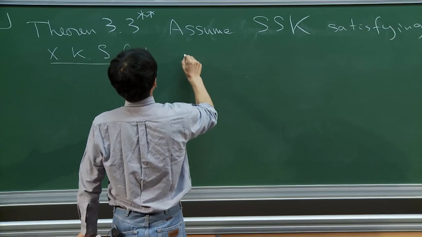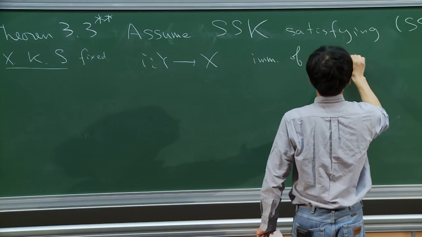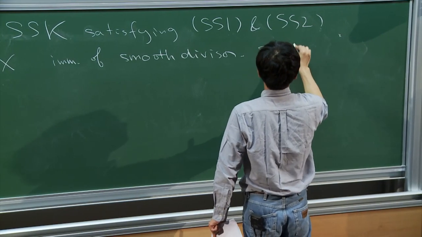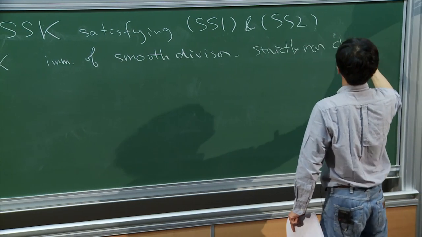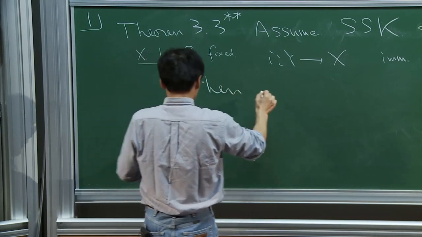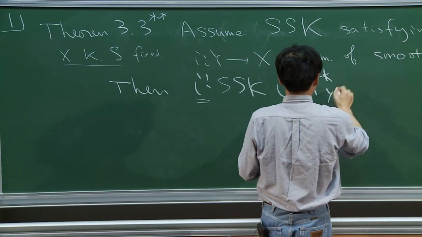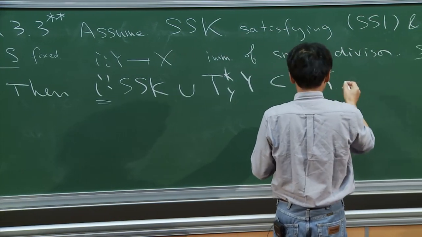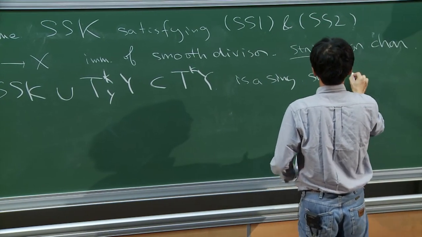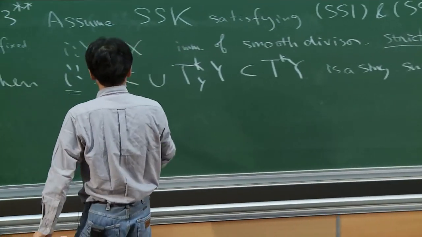Okay, and I take my regular immersion. So this is the immersion of a smooth divisor. And I assume that this is strictly non-characteristic. So this strict one. Okay, I will explain this notation in a minute. And I take the union with the zero section. So this is inside the cotangent bundle of Y. So this is a singular support of the pullback or restriction of K, and we can compute the characteristic cycle.